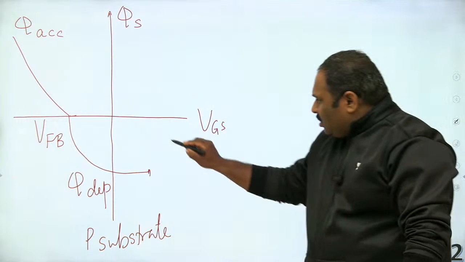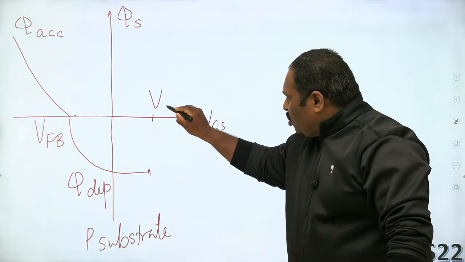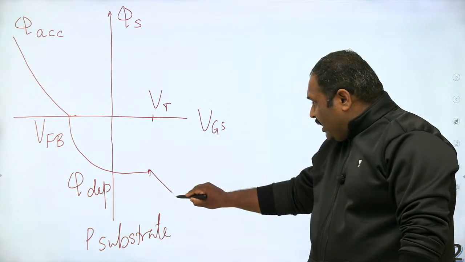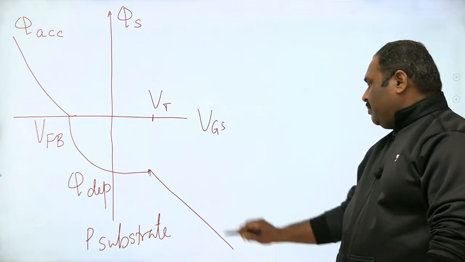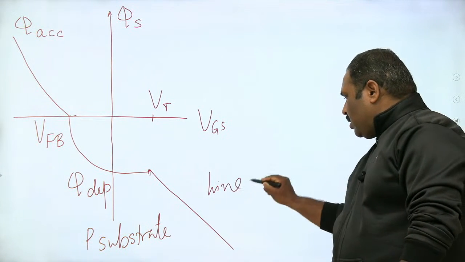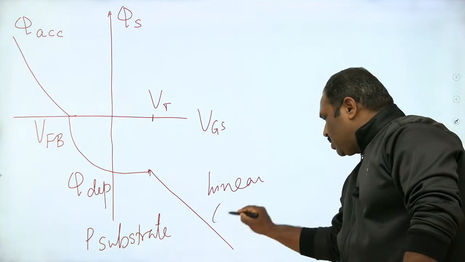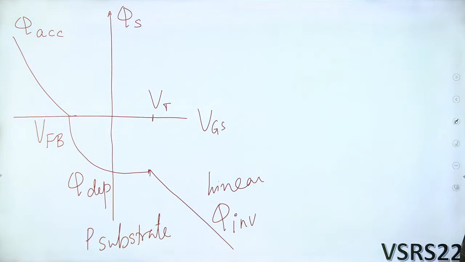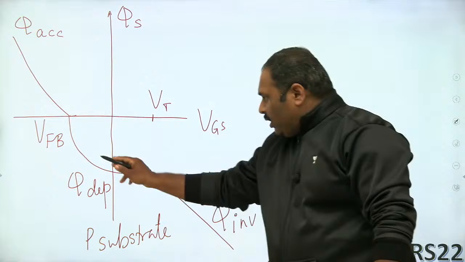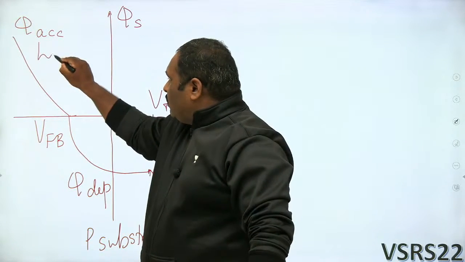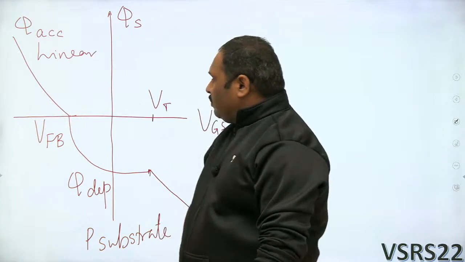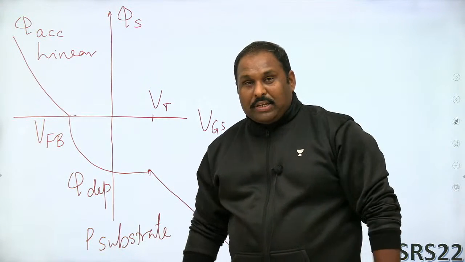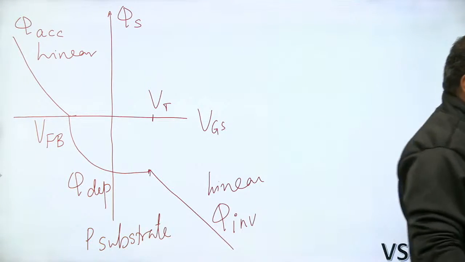और उसके बाद if you give threshold voltage, then again you find a negative charge, linear. ये भी linear, and this is Q inversion. This is non-linear. This is also linear. ये non-linear क्यों है? क्योंकि voltage dependent capacitance का working है.